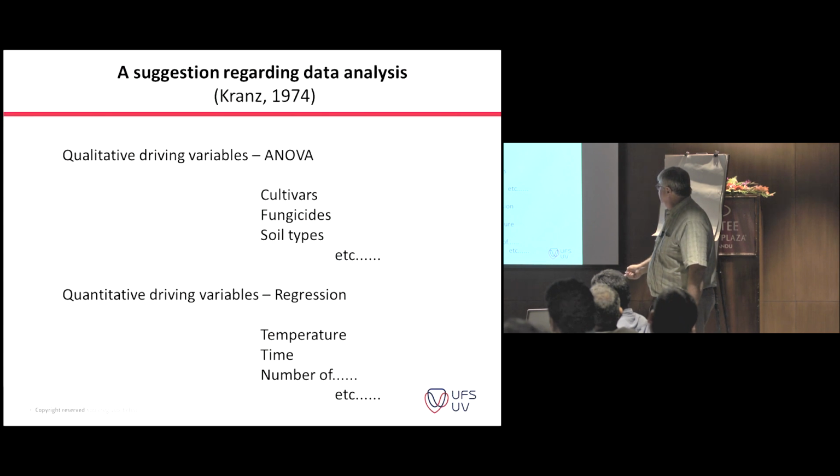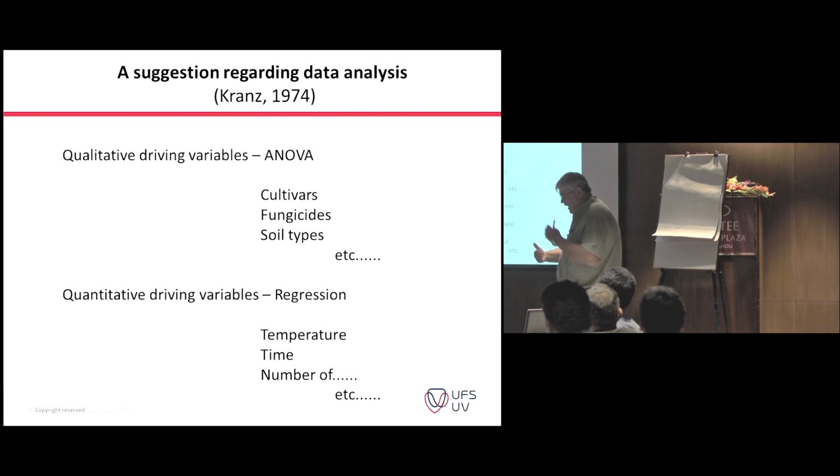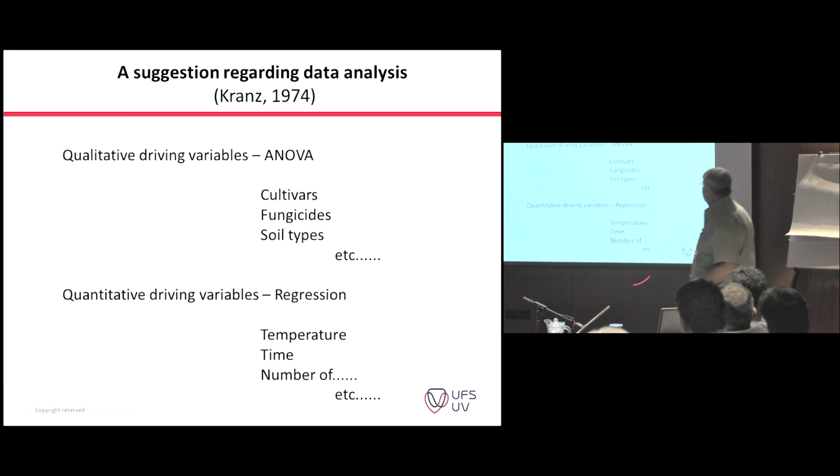When I have quantitative variables like temperature, time, number of whatever, okay, and I'm looking at that effect on disease or plant growth or something like that, I generally use regression. Now that's not written in stone, but it's written in fairly hard clay. So the point I want to make is that when you plan, you also need to know what are my driving variables. Are they qualitative or are they quantitative? And your analysis that you use will then depend on that.